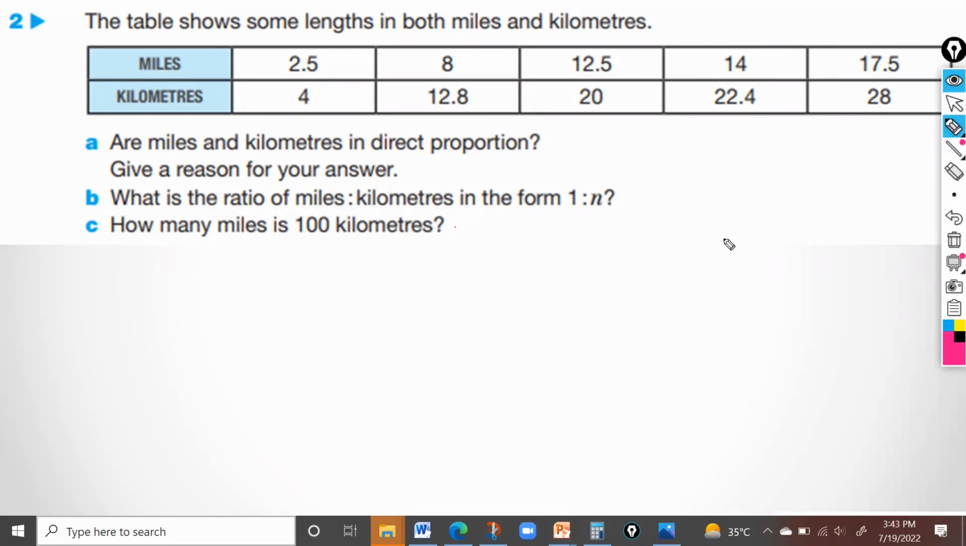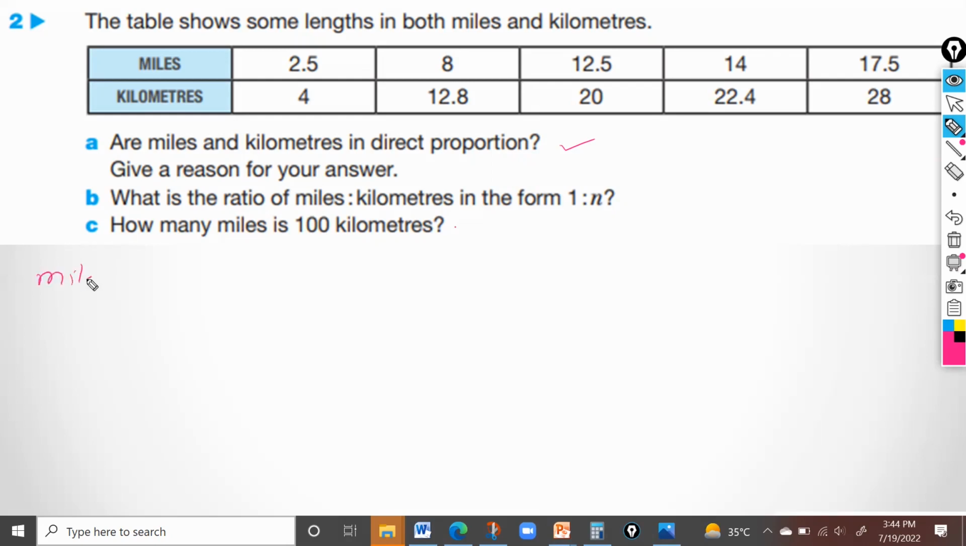Okay, question number 2. The table shows some lengths in both miles and kilometers. Are miles and kilometers in direct proportion? To find out whether these are in direct proportion or not, we find out their ratios. If their ratios are the same, giving the constant rate, then it means these are in direct proportion.